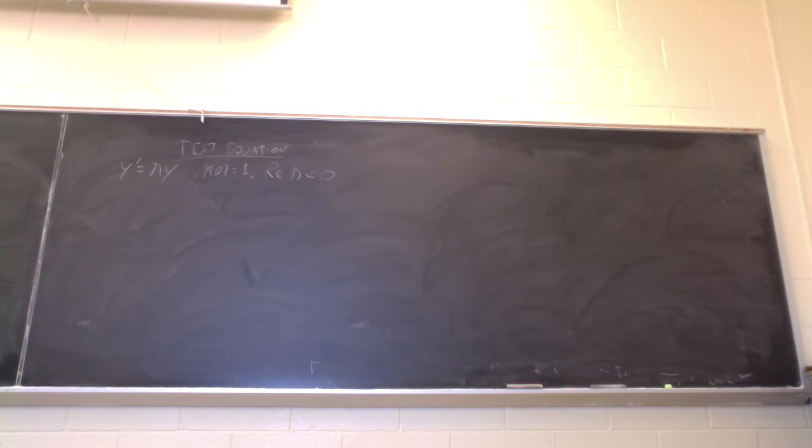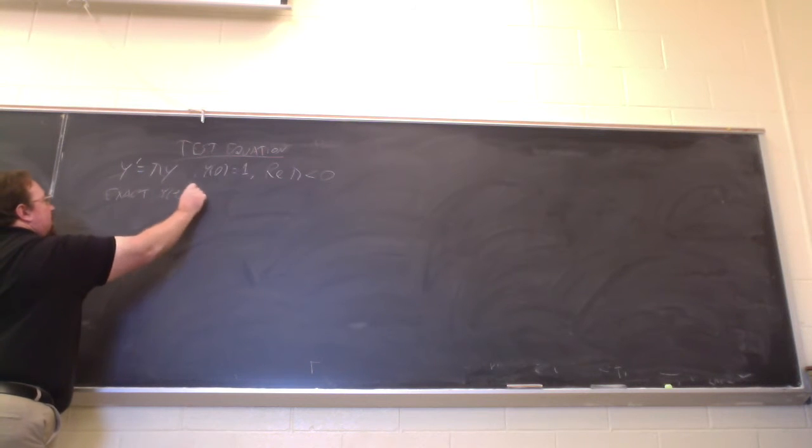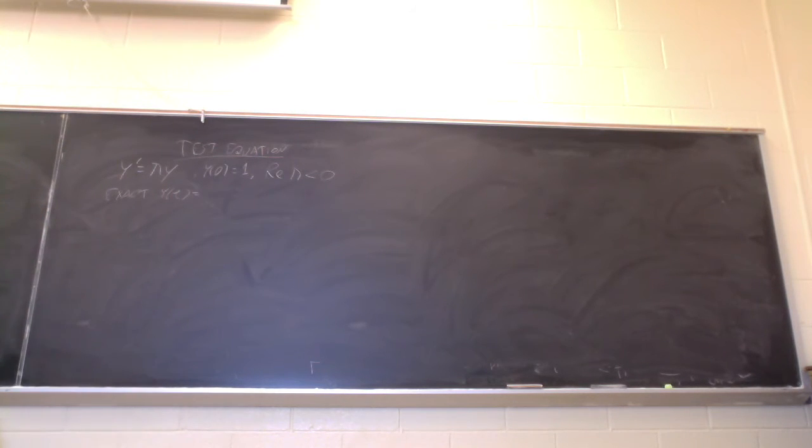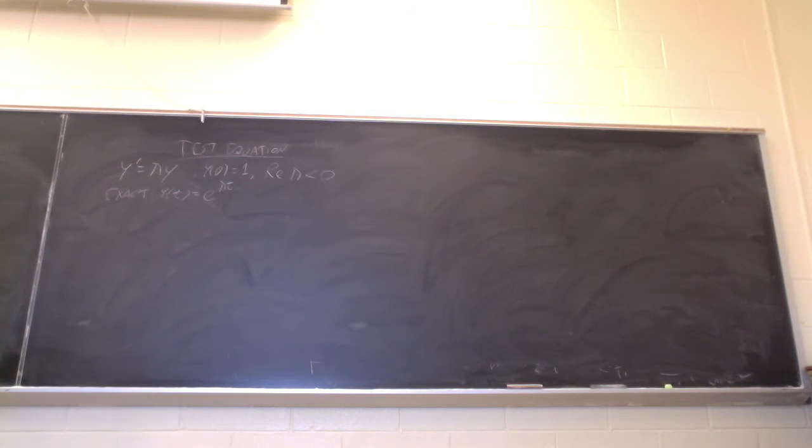Now, we know what the exact solution is. What is the exact solution? This nice separable linear DE. But the thing is, lambda is allowed to vary. So the larger the complex modulus of lambda is, the faster it decays to 0.